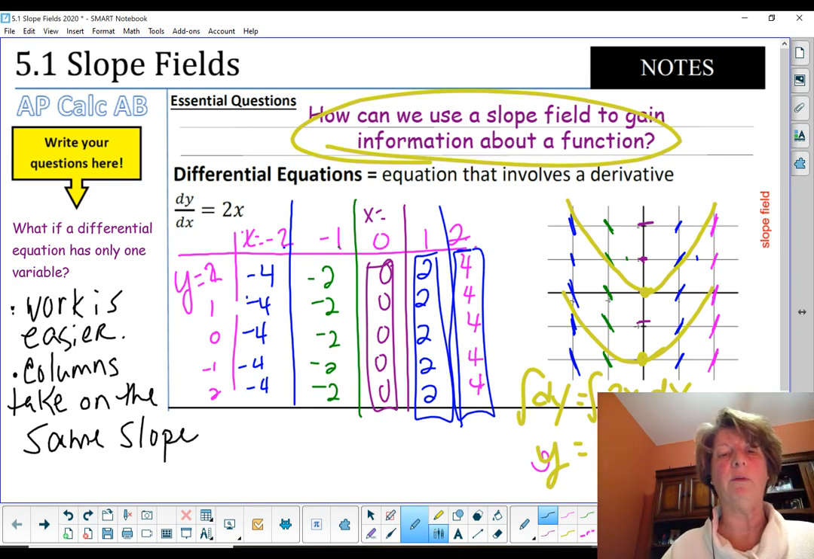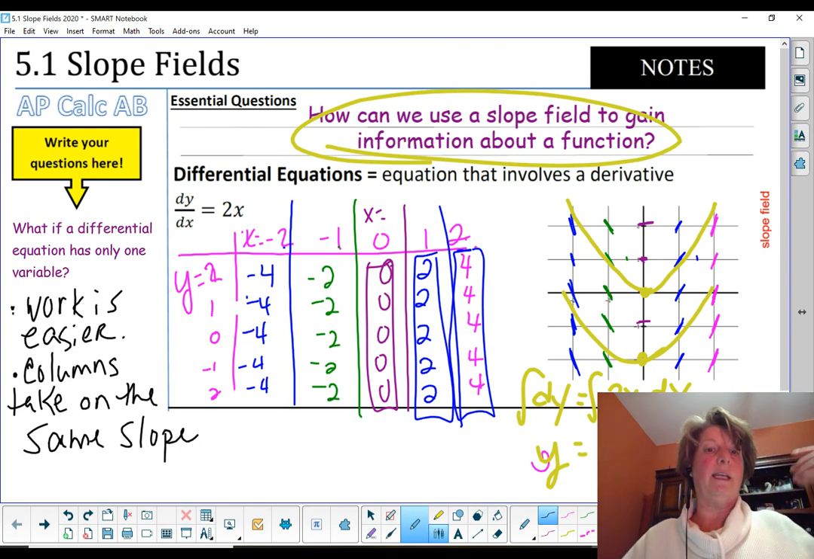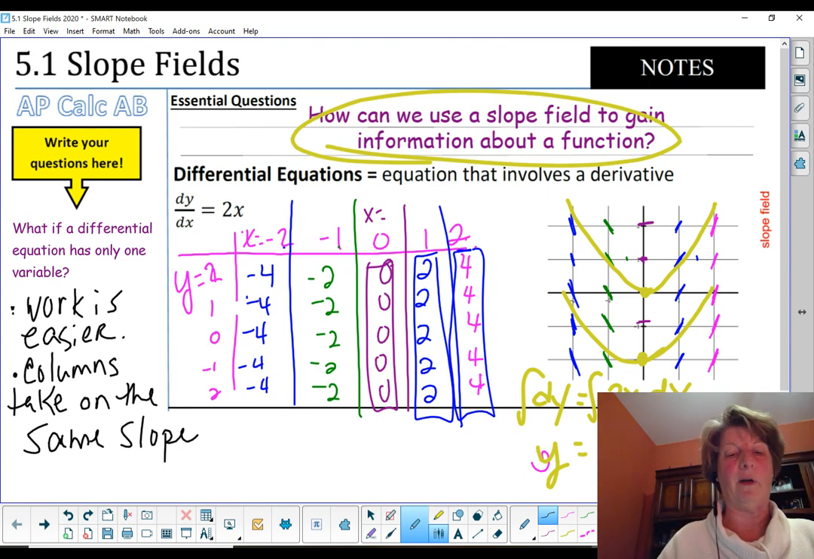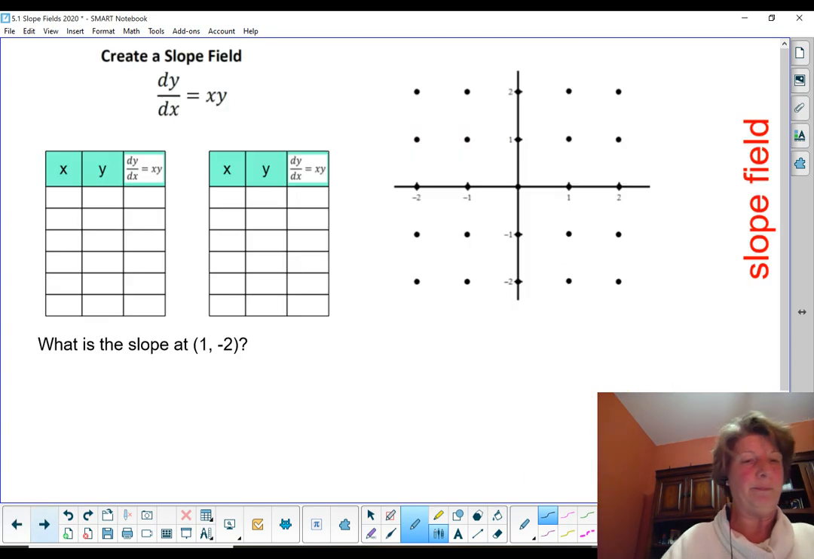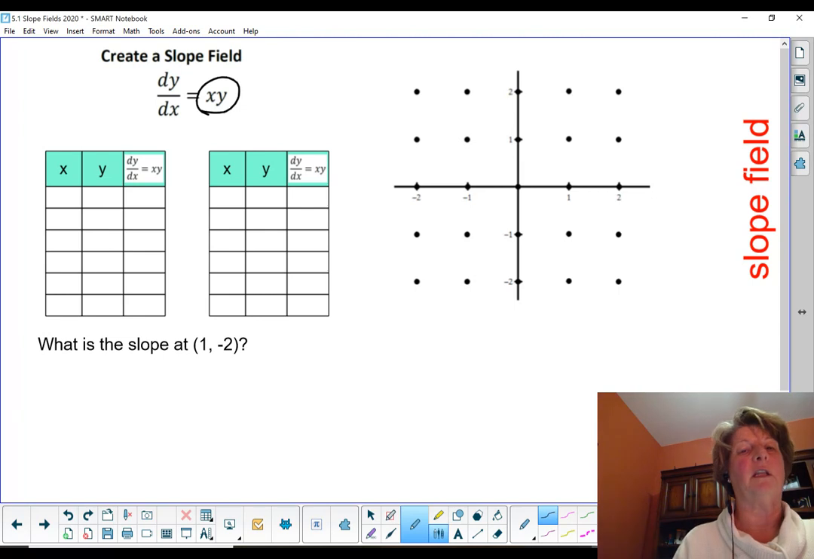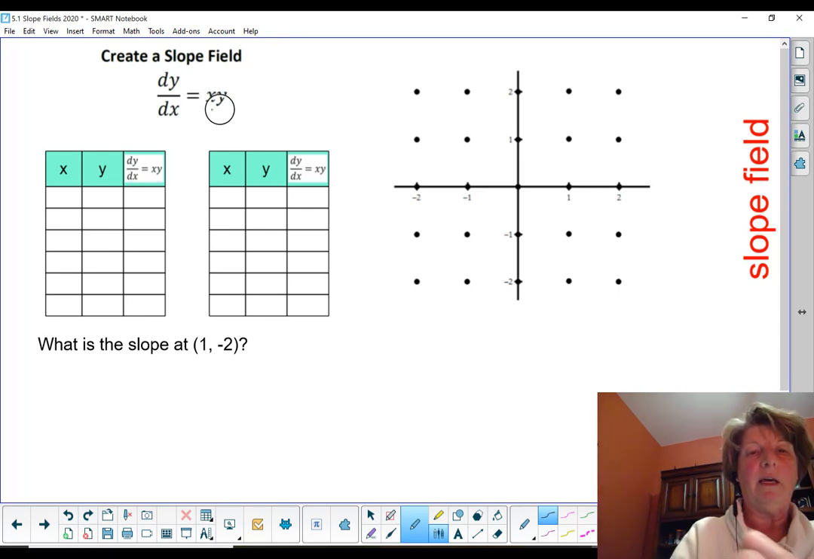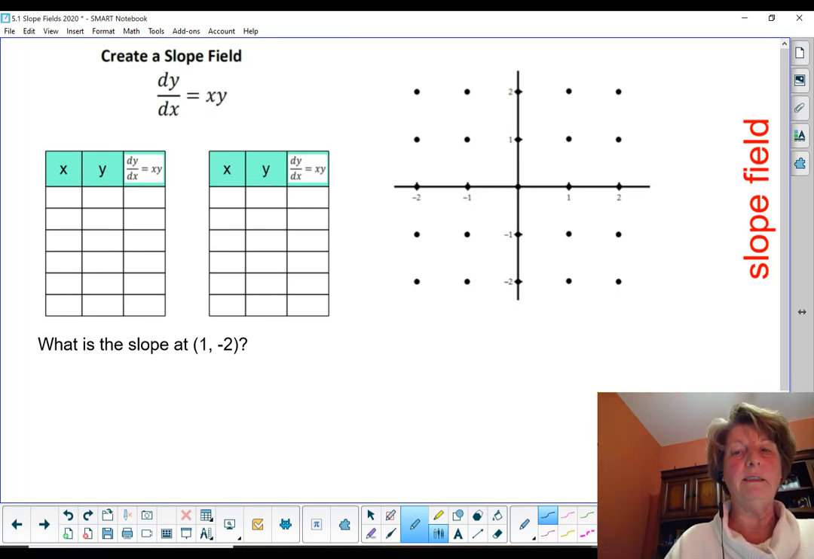Because the x value was the only thing that the slopes were dependent on. So when x was -2, the slope turned out to be -4. All right, next example. For this one, we do have two variables, so this will make it just a little bit more complicated. And we have quite a slope field to fill in again.